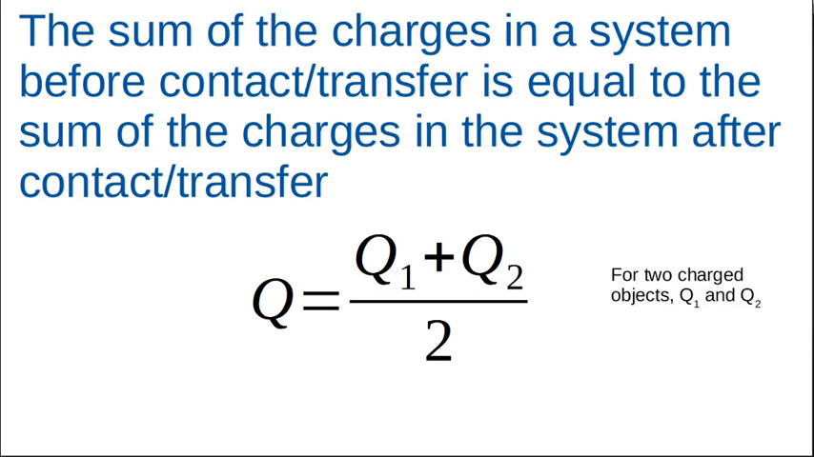So this charge ends up being the charge on objects. You have Q1 and Q2. These are the two objects. And the sum, to find the sum, you add. So the sum of the charges in the system before contact is equal to the sum of the charges in the system after contact. So if we have two charged objects, Q1 and Q2, and they touch, the final charge is going to be Q1 plus Q2 divided by 2.